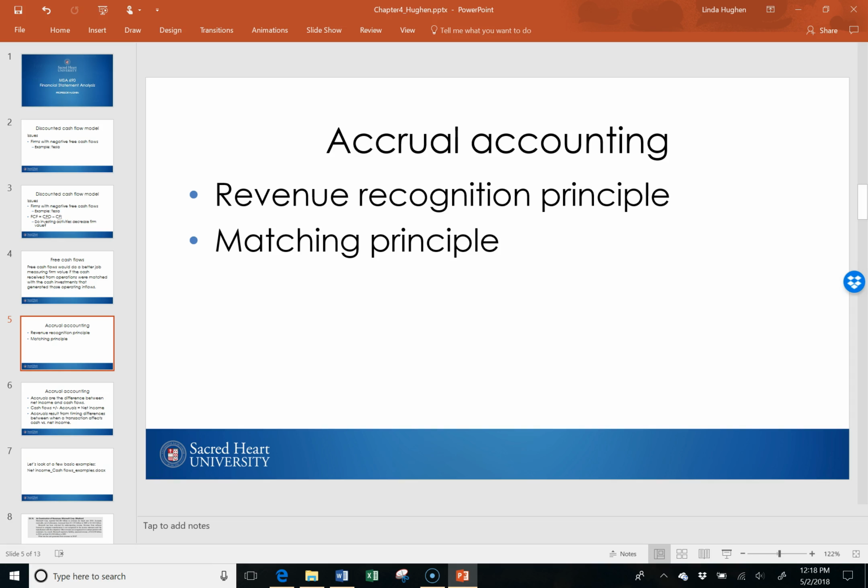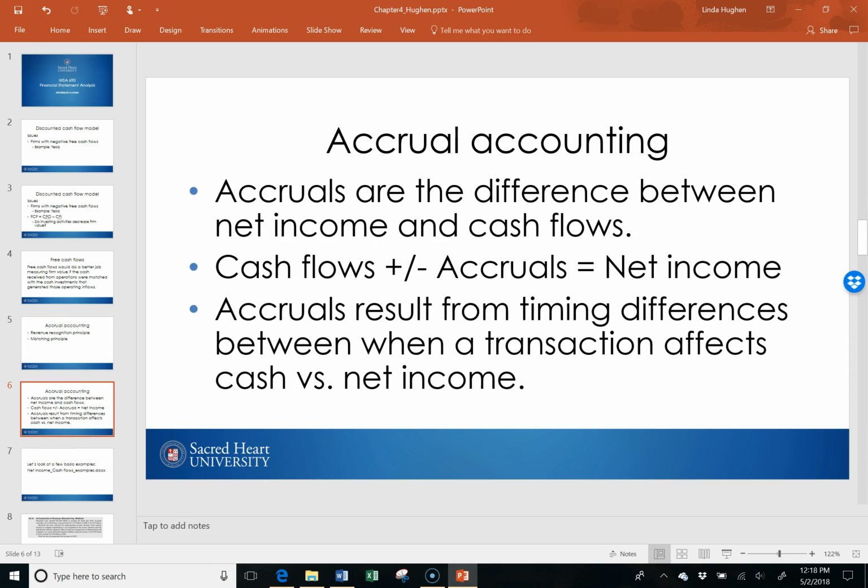Accrual accounting is based on two main principles. One is the revenue recognition principle, which says that revenues are recognized when earned, or more specifically, when a performance obligation is satisfied, but regardless of when that cash is received from the customer. The second principle is the matching principle, which states that expenses are recorded in the same period as the revenues they help generate. Accruals are the difference between net income and cash flows.